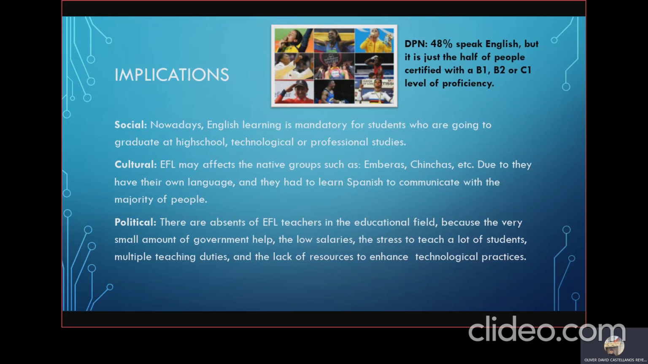And talking about political, there is an absence of EFL teachers in the educational field because of the very small amount of government help, the low salaries, the stress of teaching a lot of students, multiple teaching duties, and the lack of resources to enhance technological practices. The DNP, Departamento Nacional de Planeación, says 48% speak English, but it's just half of people certified with a B1, B2, or C1 level of proficiency. So we are located in the 17th position around South America as English speakers.